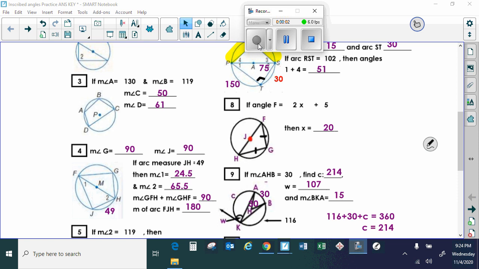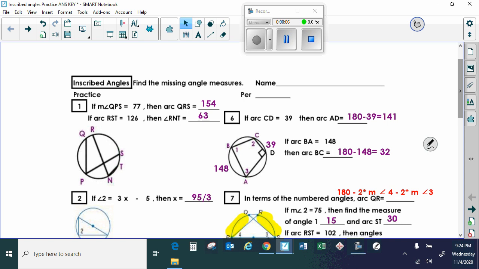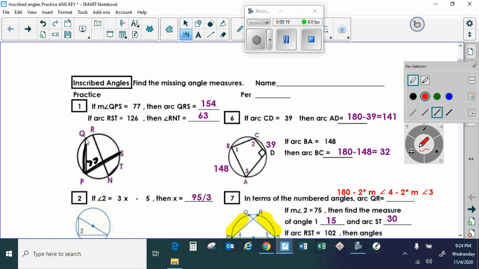Okay, students, we're going to go over this inscribed angles worksheet that's like yours, just different numbers. All right, the measure of angle QPS right here is 77. Well, we know that an inscribed angle is half of its intercepted arc. The intercepted arc, therefore, connects those two.